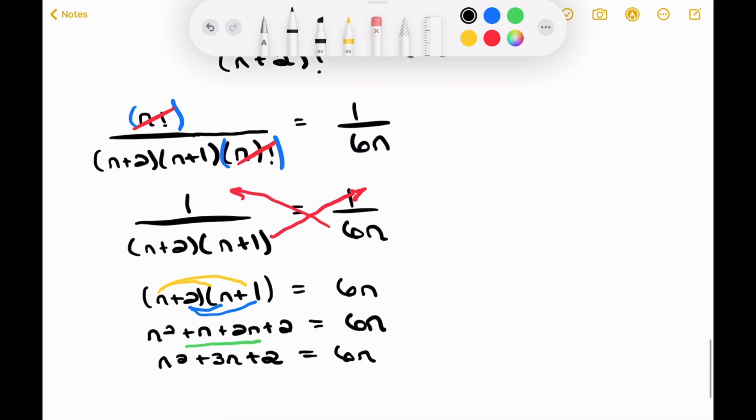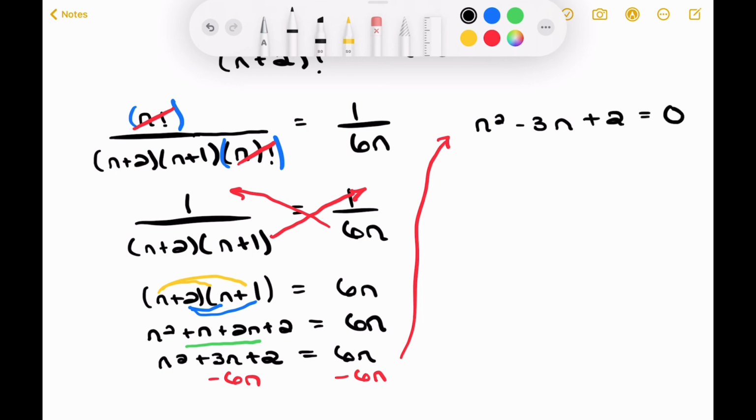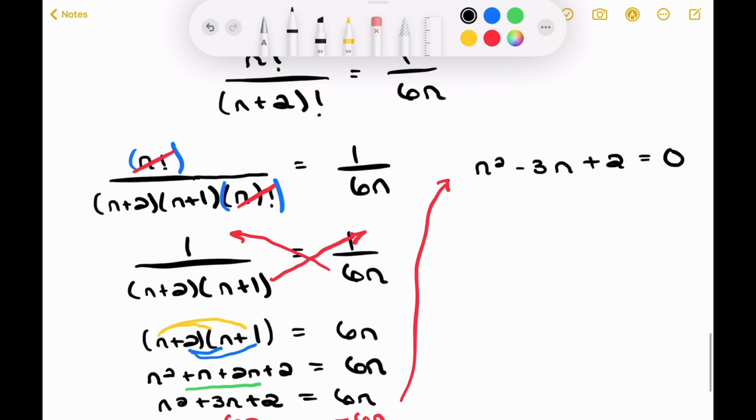And then like we did before, we're just going to move that one term on the right over. So we have minus 6n, minus 6n. And then let's continue the problem up to the right here. If we move that 6n from the right to the left, we have n squared minus 3n, because 3n minus 6n is going to give us a negative 3n. And then plus 2 is equal to 0. Now we're in the scenario where we have to do our factoring in order to get our n values.